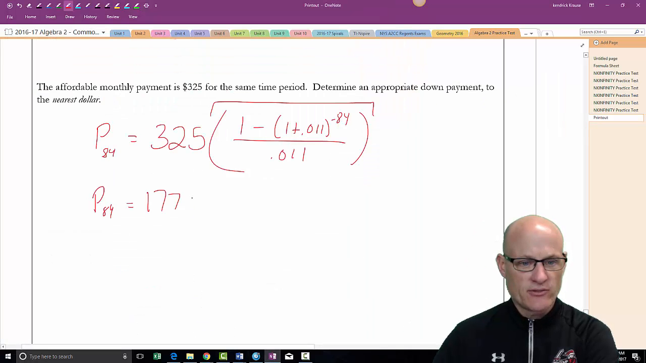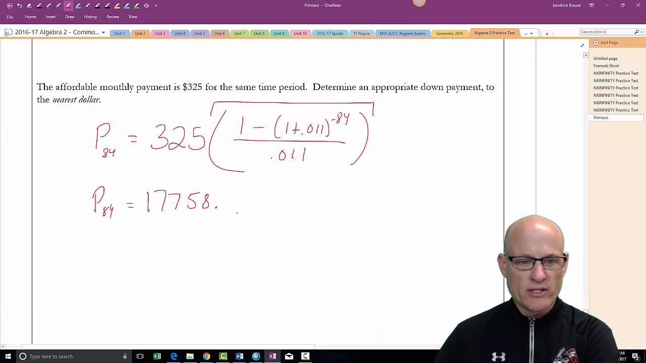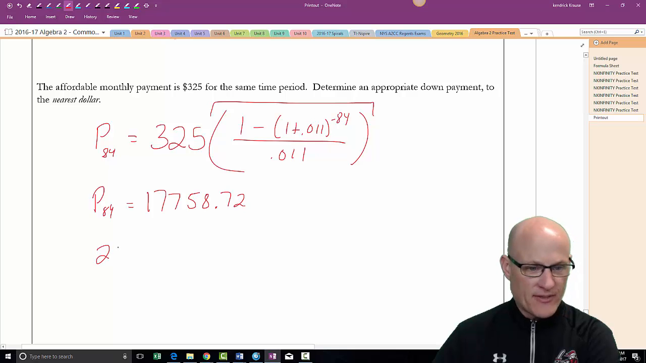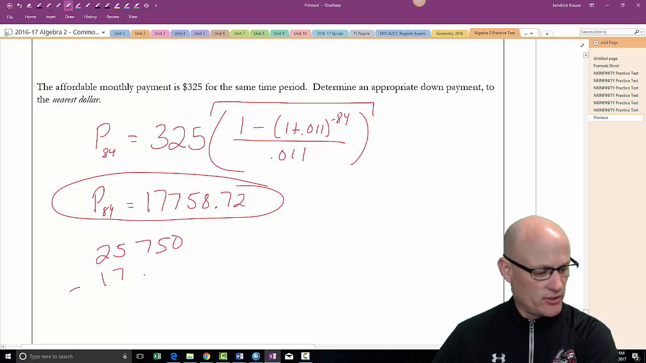17,758. Got to get the money, right? 17,758, so it's really 72 cents. So the original cost of the car was $25,750. This is all I can afford. So minus $17,758.72.